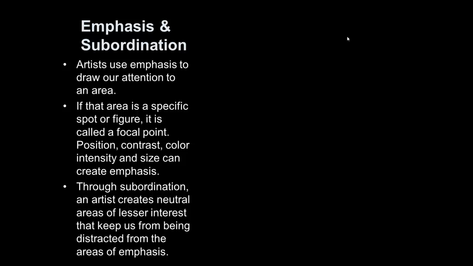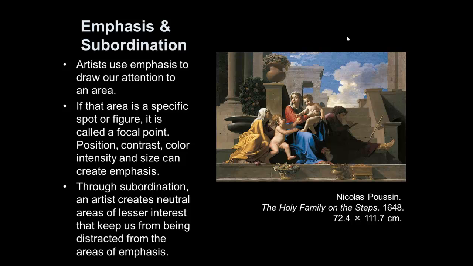Through subordination, an artist creates neutral areas of space on the composition that may not be as interesting, and they don't distract us from the area of emphasis, so our eye just glides across that area but is not distracted by it. As we look again at Poussin's The Holy Family on the Steps, we can see some areas of emphasis.